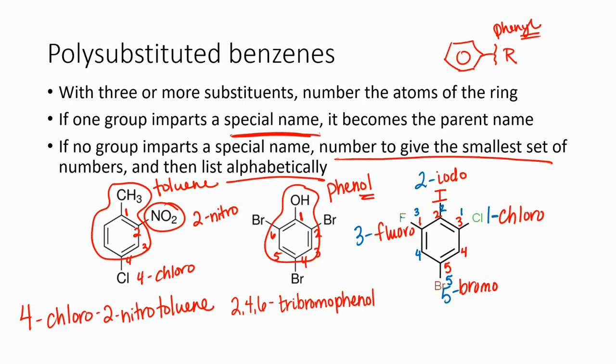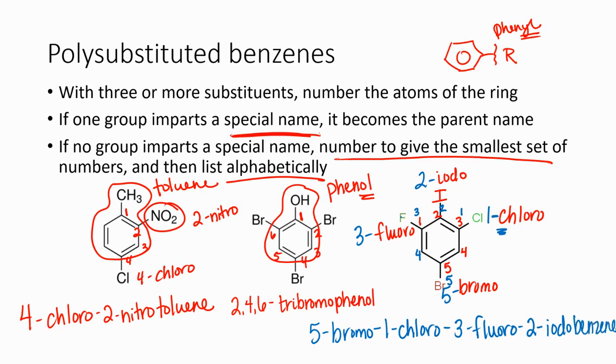And that was tied before we used that alphabetizing to break that tie. So then let's put these in alphabetical order. Bromo will come first. Chloro, 3-fluoro, and then 2-iodo benzene. So hopefully now you will feel more confident in naming a variety of different benzene-containing molecules.